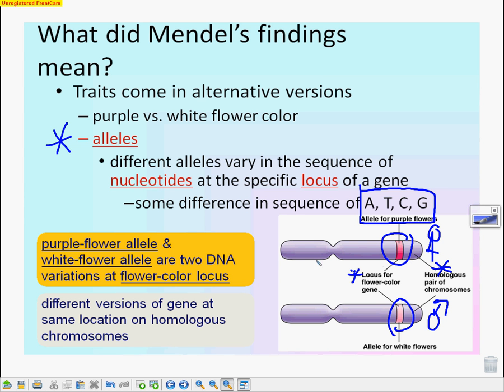So if we use our new knowledge that we just talked about, we can say that there's a purple flower allele and there's a white flower allele. There are two different variations in the DNA that we find on a particular location on a chromosome that controls flower color. So just make sure that you understand what's in these two boxes, because this goes on into some of our work that we're going to do with linked genes.